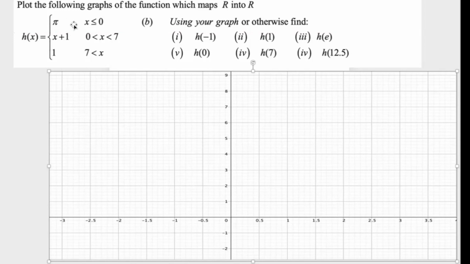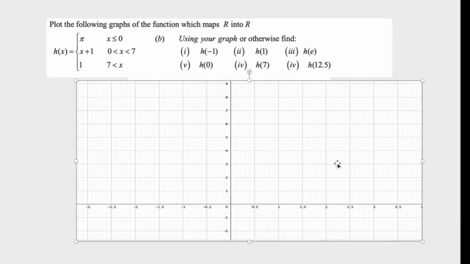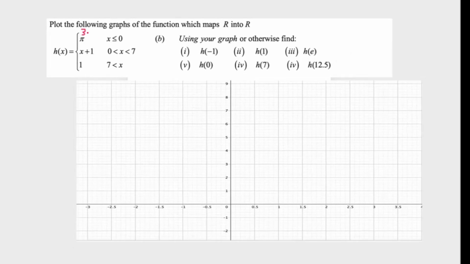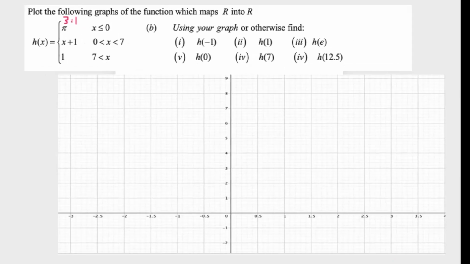Now, what this is saying, for x less than or equal to 0, we have pi, where between 0 and 7, we have x plus 1. For x greater than 7, we have 1. So we're going to plot this. First thing first, pi, we can just round it off to be 3.14 or 3.1 for the sake of properly plotting it on the graph.